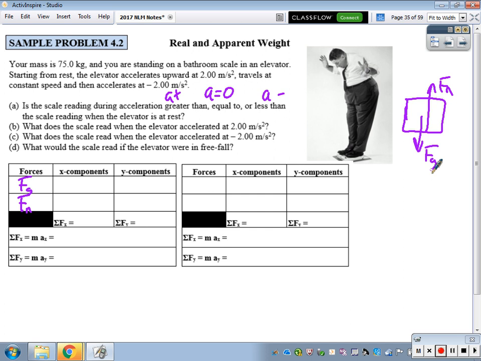In part B, which we'll use this left table for, what does the scale read when the elevator accelerates at 2 meters per second squared? Well, let's figure out what your weight should be. If we needed to know your weight, Fg would be equal to m times g. It's just going to be our 75 kilograms times 9.8. Please go ahead and find your weight if you had a mass of 75 kilograms.